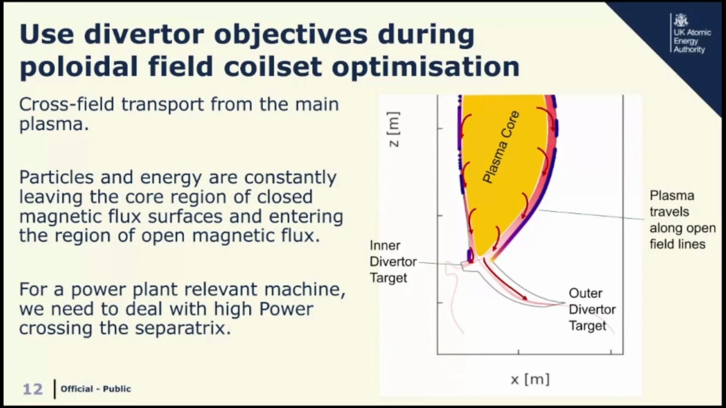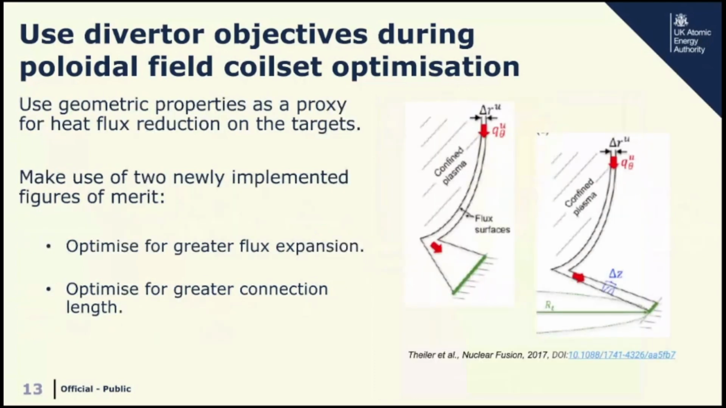The way we've done this is using two classic geometric properties as a proxy for heat flux reduction on the targets. The first of which is for greater flux expansion, and the second of which is for greater connection length. These are shown in the cartoon figures here on the right. The first one shows the flowing out of flux surfaces, the flux expansion spreading out that heat load over the target, and the second shows an increased distance from the outer midpoint on the plasma to the target location.